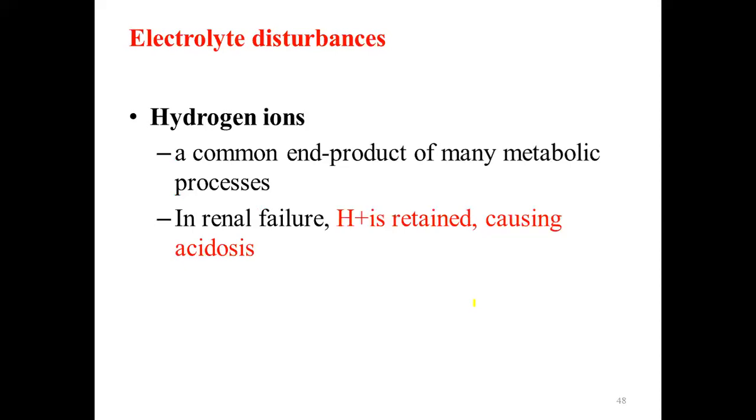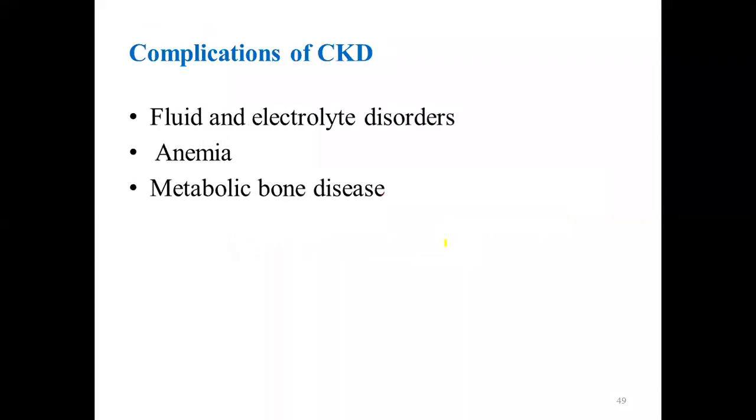Remember, in renal failure, hydrogen is retained, causing acidosis. Hydrogen ion excretion is usually mediated in the distal renal tubule by the kidney. So if the kidney is not functioning properly, hydrogen ion is retained and the patient will end up having metabolic acidosis. So those are the most common presentations when a patient has a kidney problem.